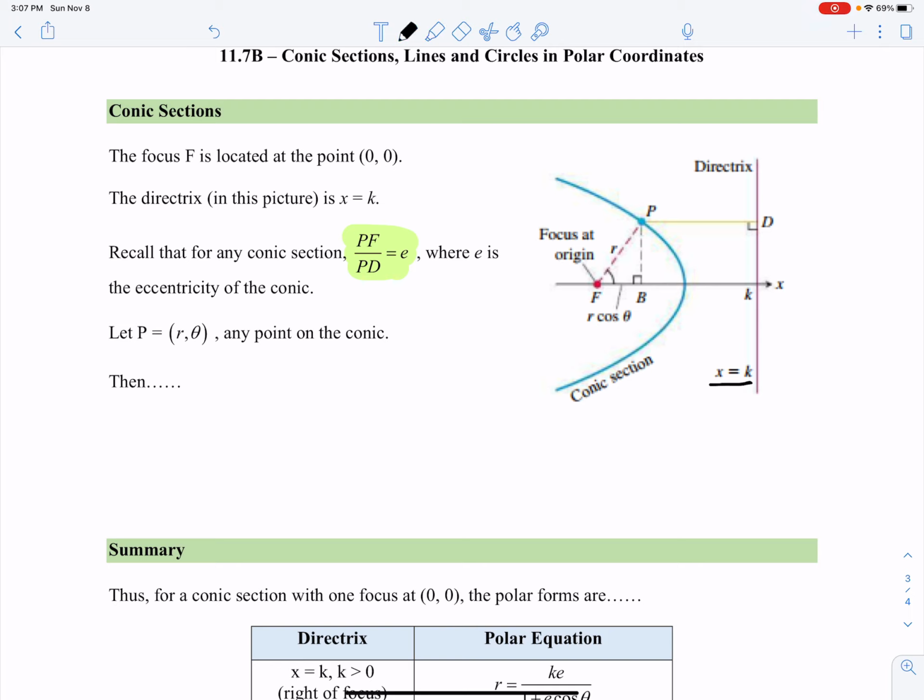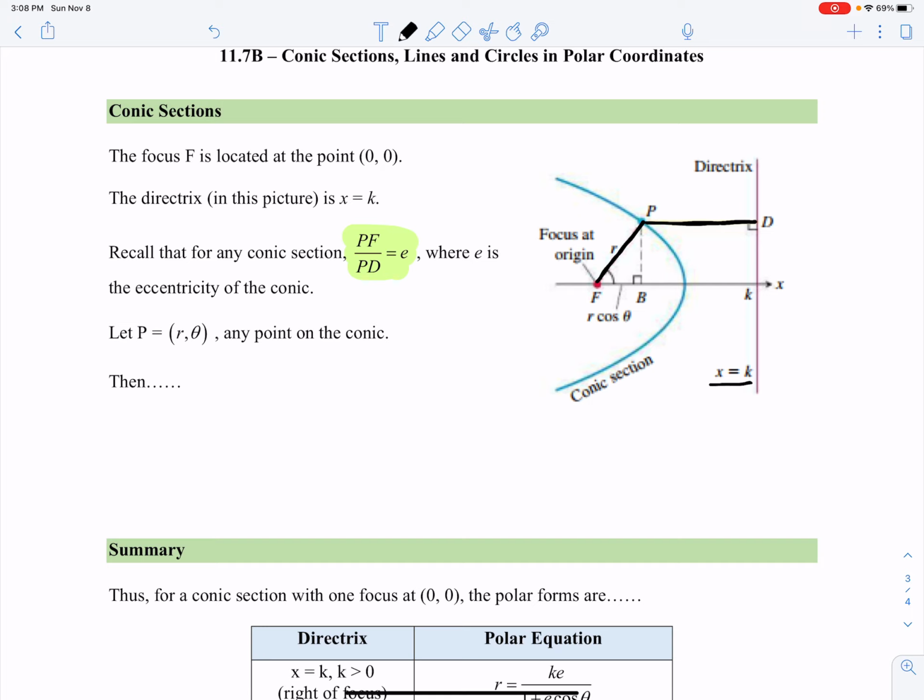PF over PD, so PF is the distance between any point on the conic and the focus. PD is the directed distance from the point on the conic to the directrix. Remember, with a parabola, those were always equal, so that ratio would be 1. So if it's always the case that PF over PD is equal to the eccentricity e, which we talked about in the first half of this section, then you definitely have a conic section. So we're going to use that to establish the polar form.